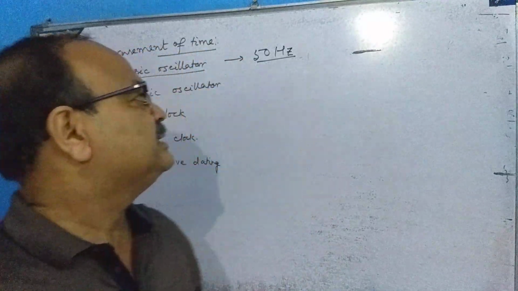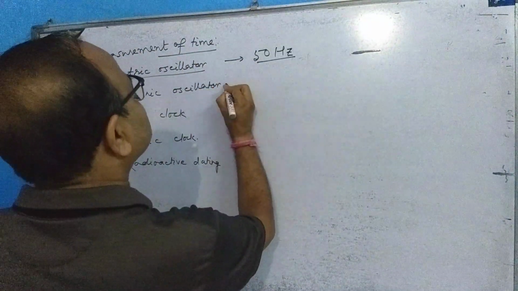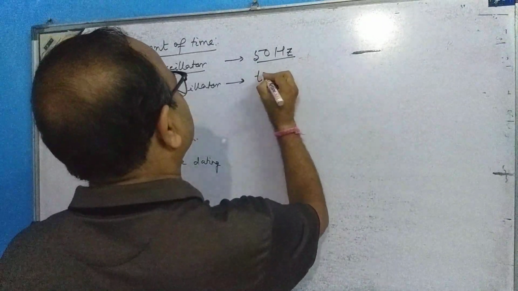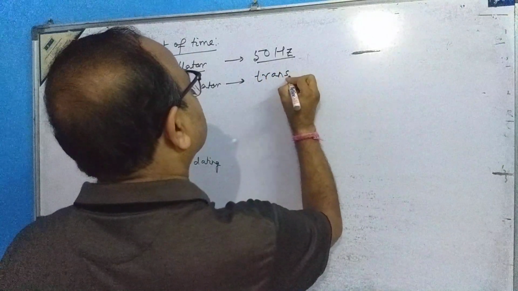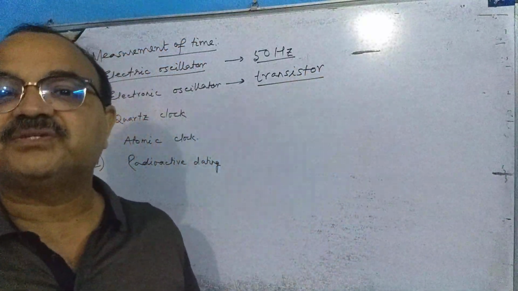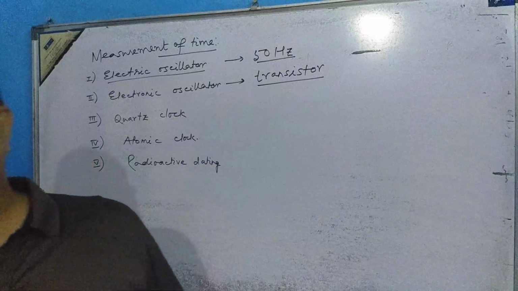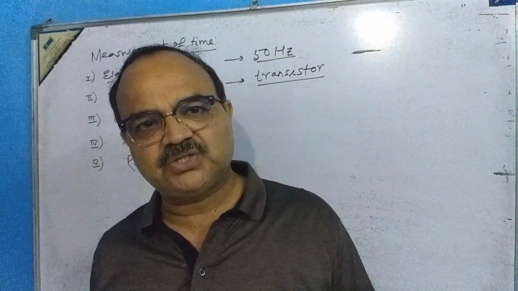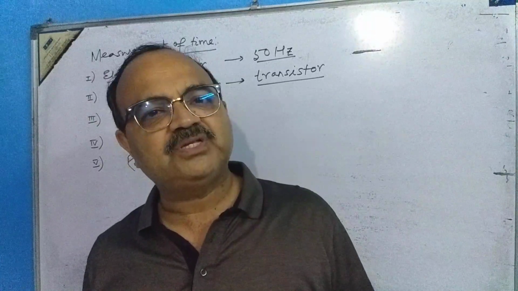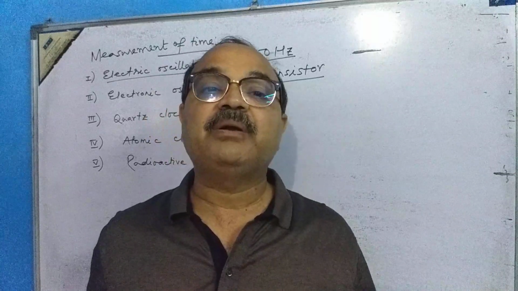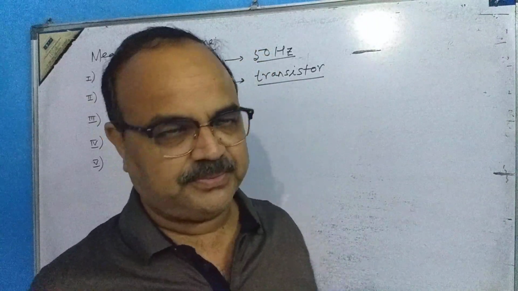Alright. Second technique is the electronic oscillator. In the electronic oscillator, the time is measured with the help of a device called a transistor. We shall discuss it in our class 12 syllabus. So the transistor is a device with the help of which time can be measured. That technique is called measurement by electronic oscillator.